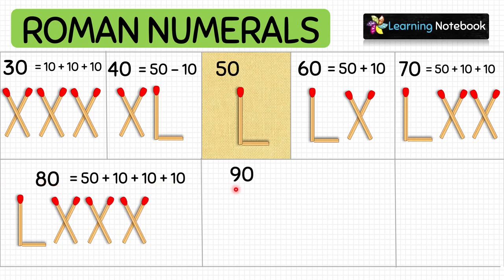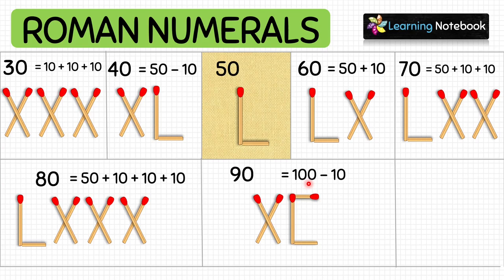Now we are going to form Roman numeral for number 90, which can be written as 100 minus 10. So here we have subtraction. So let's paste smaller numeral first. We will paste X and then we have a symbol for 100, which is C. So let's paste matchsticks in the form of letter C. So XC is the Roman numeral for number 90.